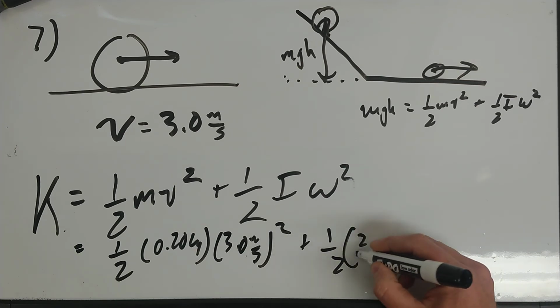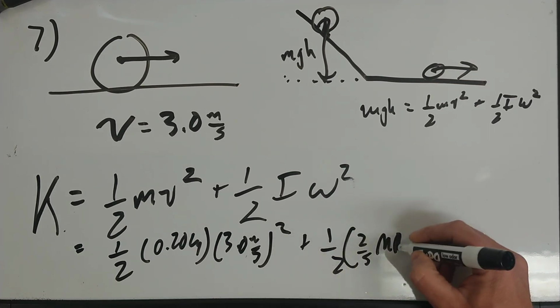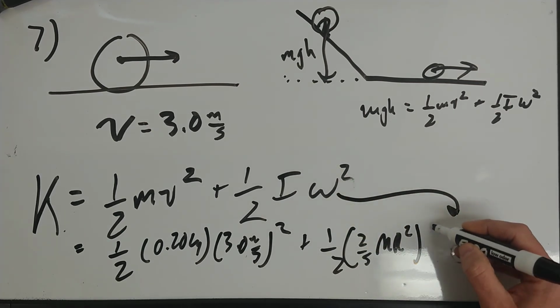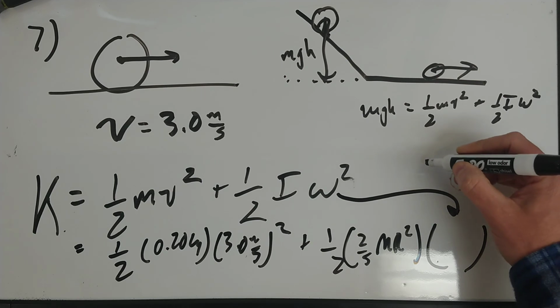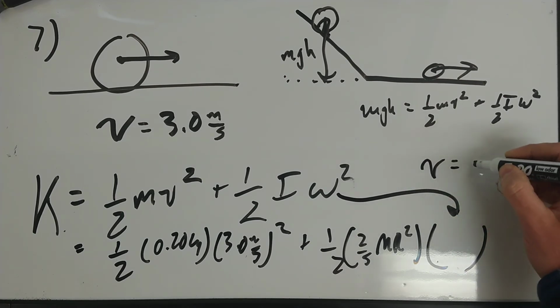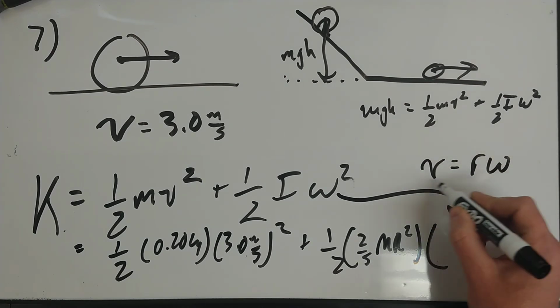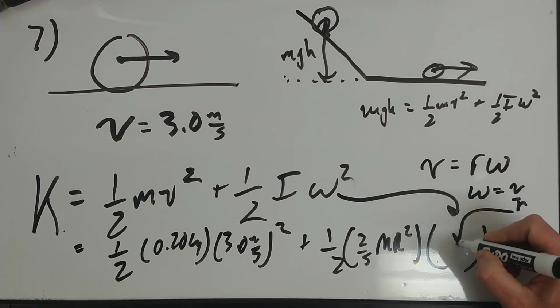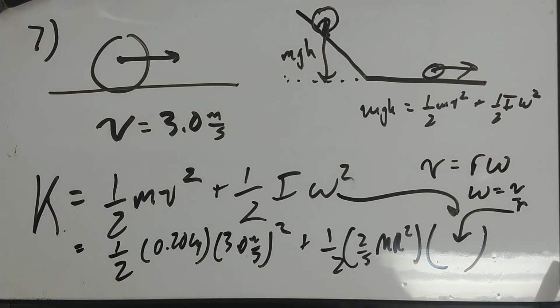So you've got to put in 2/5 mr squared. Now, omega has to go in here, the rotation rate, right? v equals r omega. As long as it's not slipping, you say omega is v over r. That goes in here. All right?